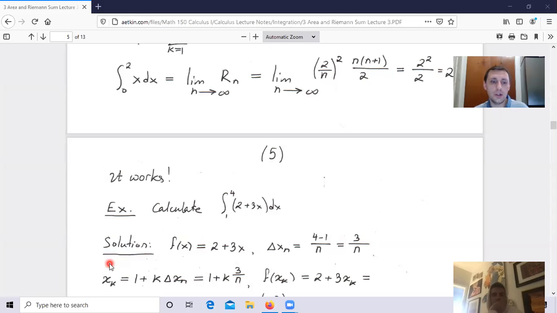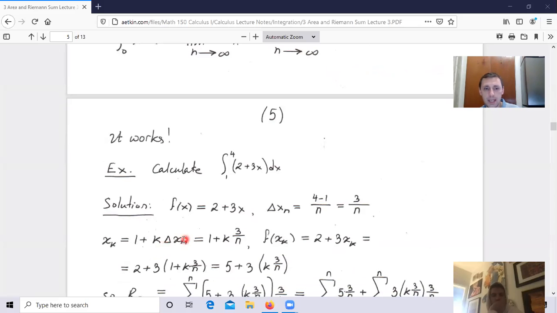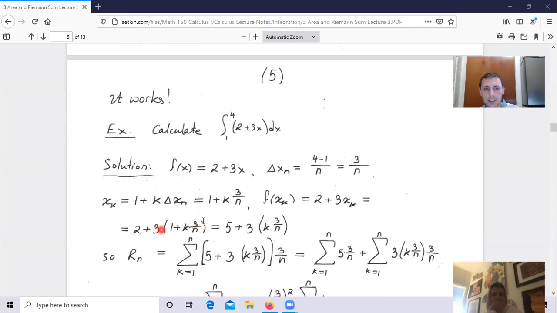Good? So x sub k is 1 plus k times delta xn. Good? That means start at the point 1 and move to the right. Yes? K times delta xn, yes? So it's 1 plus k times 3/n. So this is now the function evaluated at this xk will be 2 plus 3 times xk.